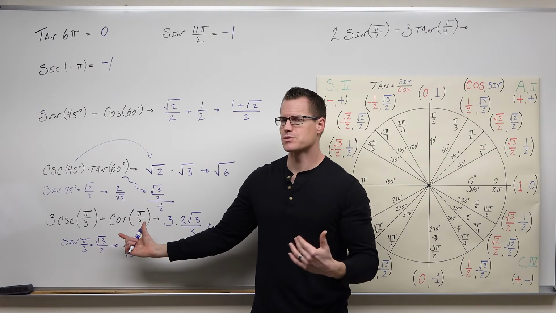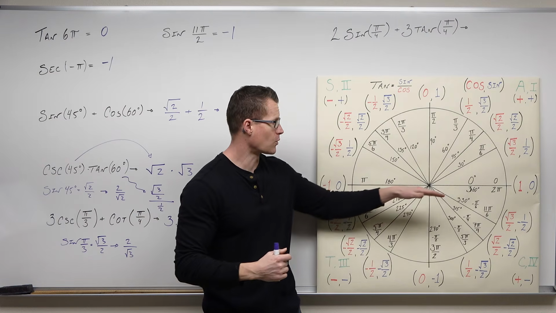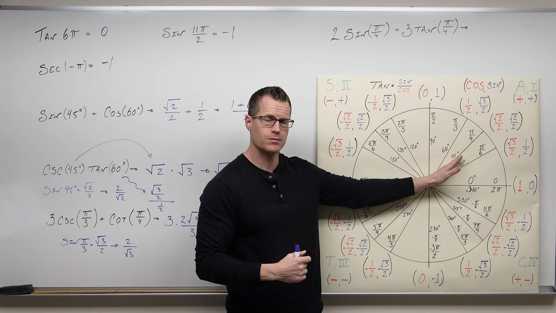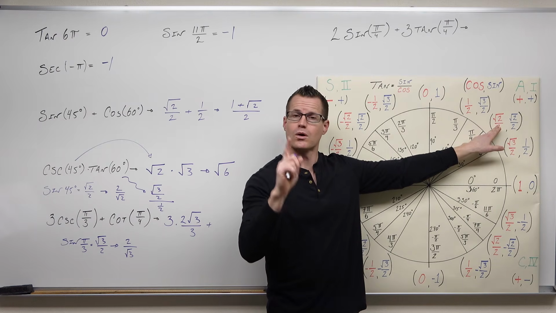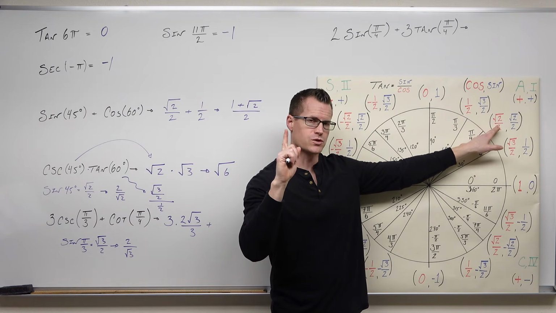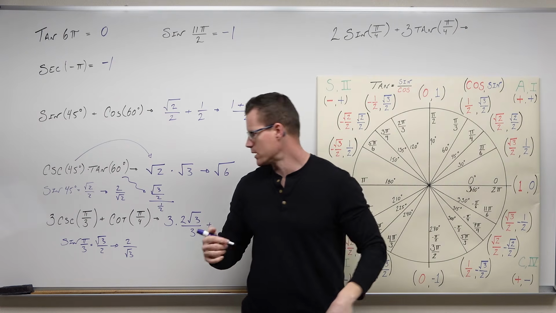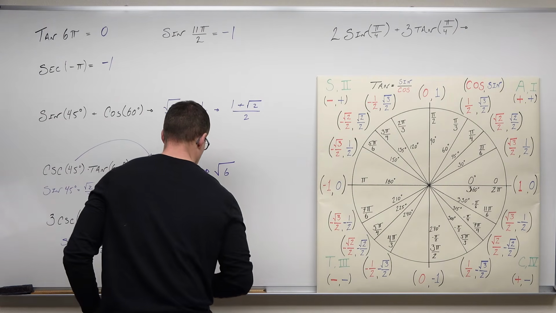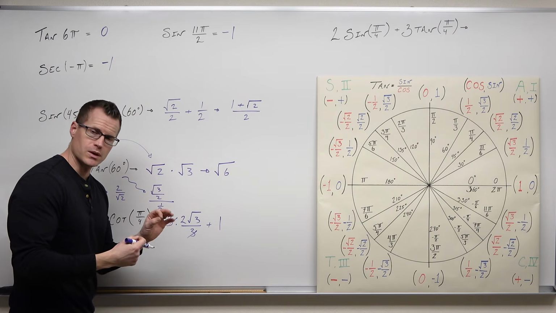Cotangent of pi over 4. Now this one's a little easier. Cotangent is the reciprocal of tangent. So let's look at pi over 4. Pi over 4 is here. Well, let's see, tangent would be this divided by this, or 1. Tangent of pi over 4 is 1. Cotangent is the reciprocal of 1. Well, that's also 1.